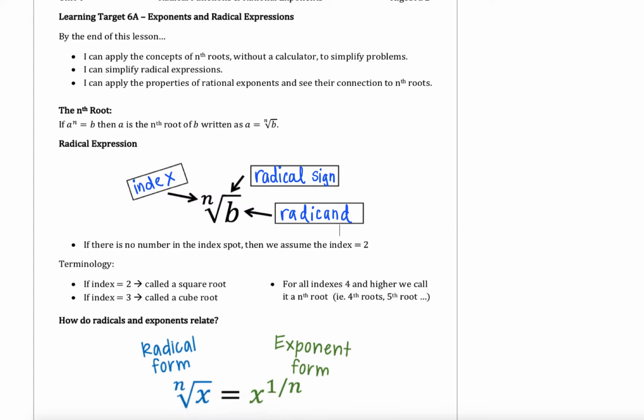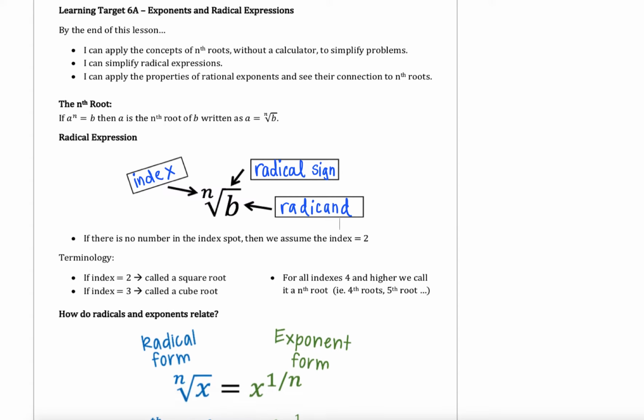So let's start with what an nth root is. So the nth root, if I have a to the n equals some other number b, then a is what we call the nth root of b, and it is written as a equals this nth root of b. And we're going to talk in more detail down below about what each one of these pieces is referring to.